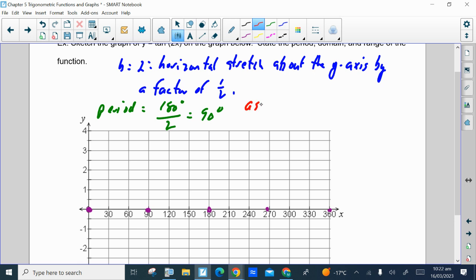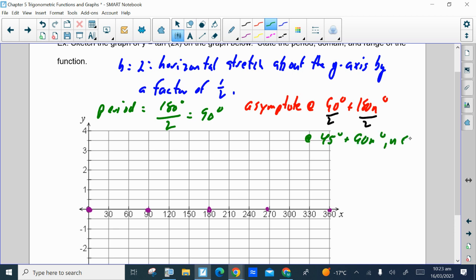Also, normally our asymptotes, remember they were at 90 degrees plus every multiple of 180 degrees, but now those will also be half of what they were before because we're horizontally stretching by a factor of a half. So now they will be at 45 degrees plus 90n degrees, where n is an element of integers.